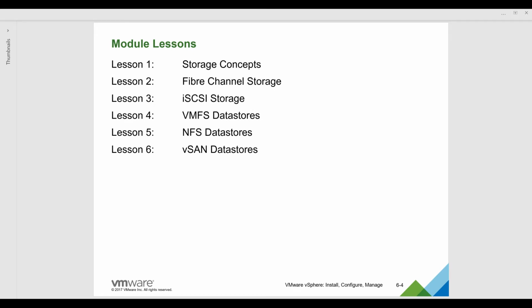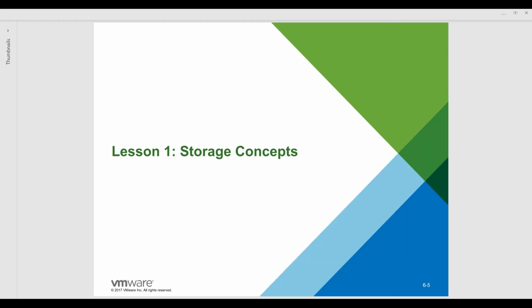There are 6 lessons in this module: Storage concepts, fiber channel storage, iSCSI storage, VMFS data stores, NFS data stores, and vSAN data stores. We're going to discuss Lesson 1, Storage Concepts.